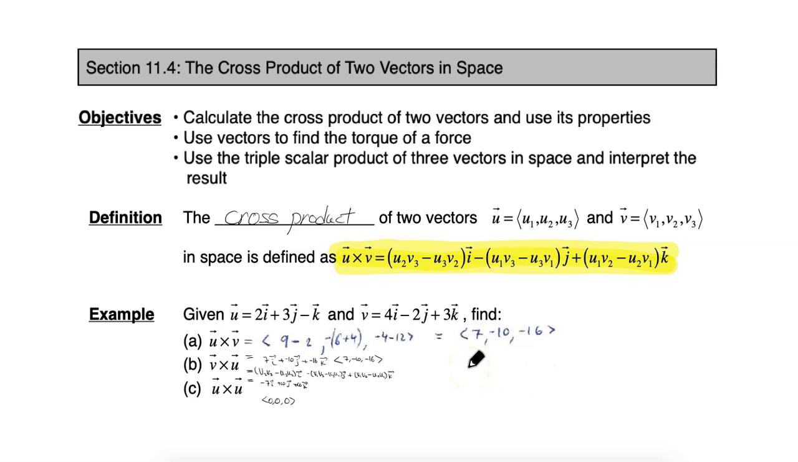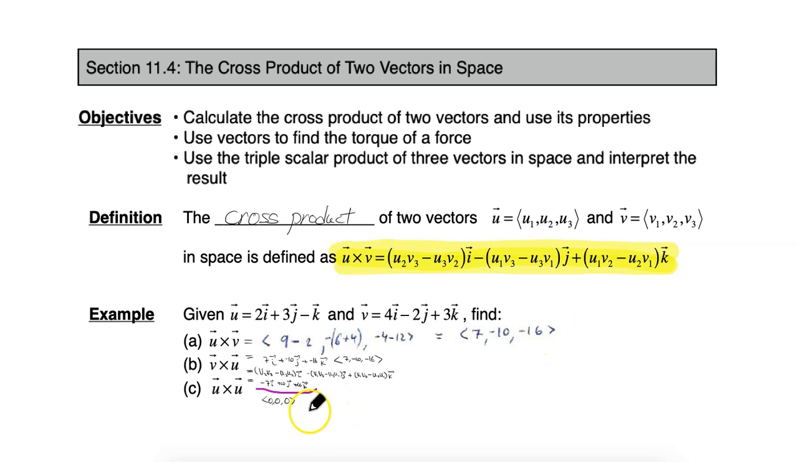If we calculate v cross u with the same technique, we notice something interesting. Here's the solution, negative 7i plus 10j plus 16k, and that is that v cross u is actually negative u cross v. It's the same components but flipped.